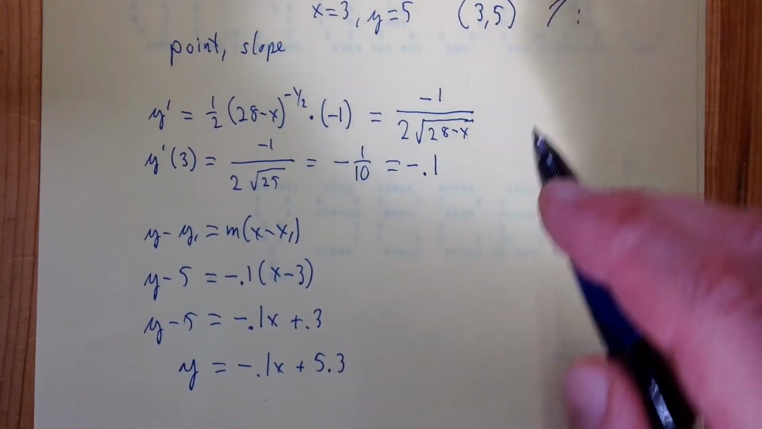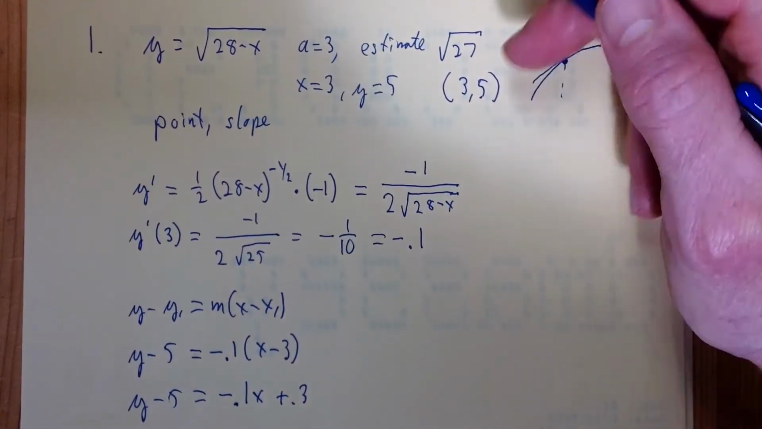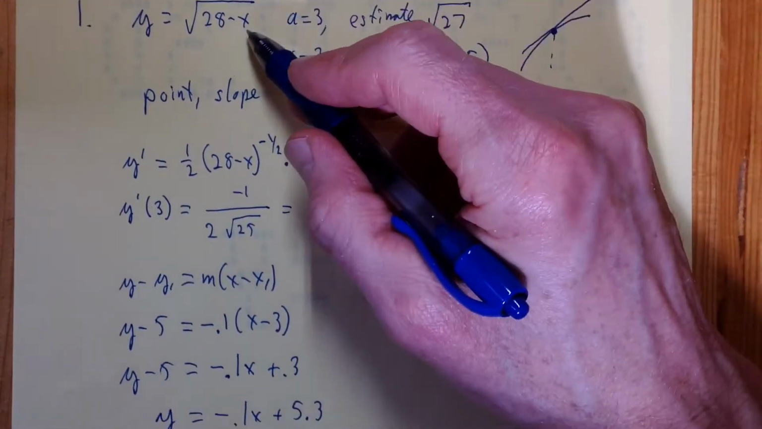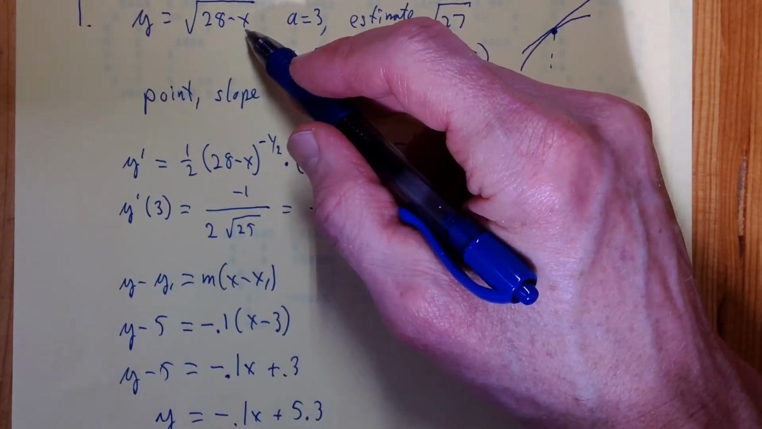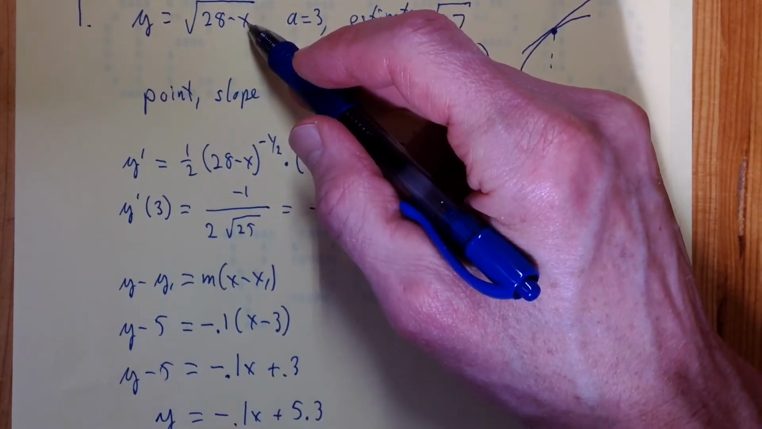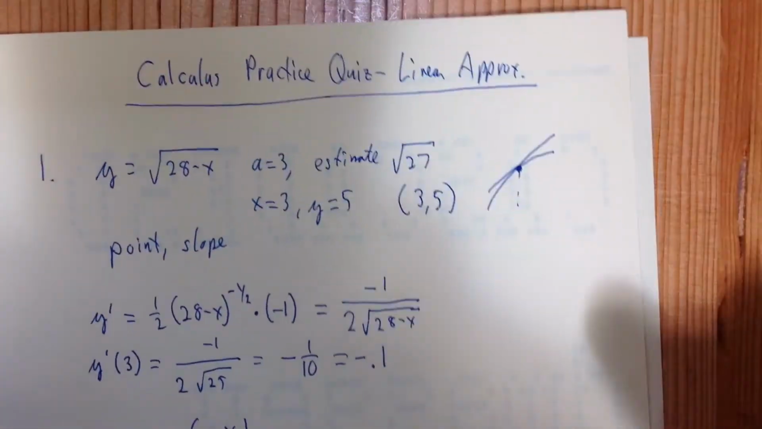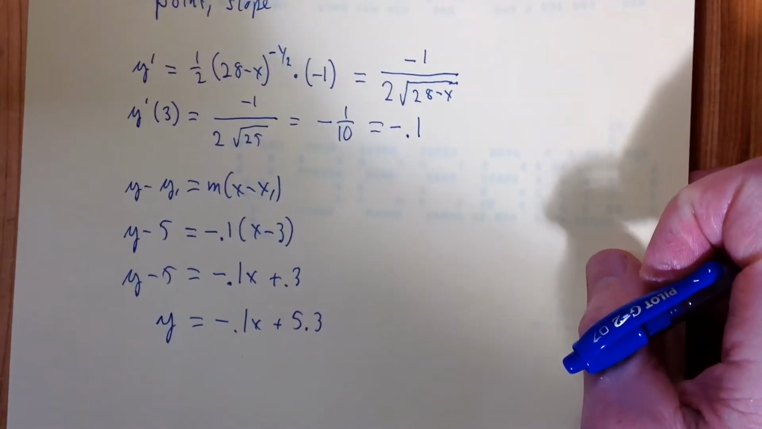So now we want to find out the square root of 27. Well, that's x equals 2. No, x equals 1, because our function is 28 minus x. To get 27, we plug a 1 in there, we get 27. So now we just plug in x equals 1 to figure that out.